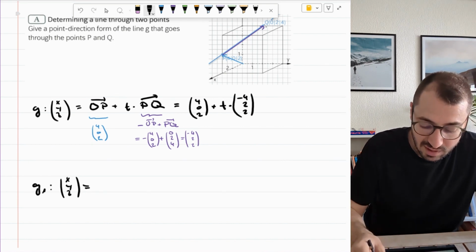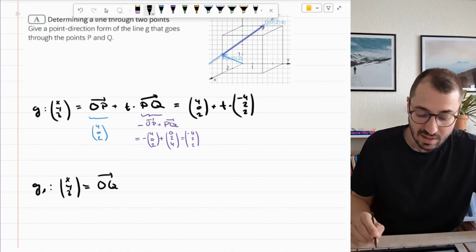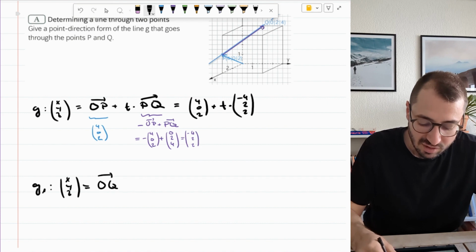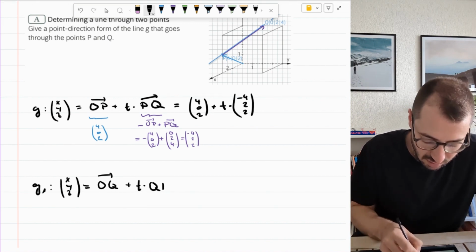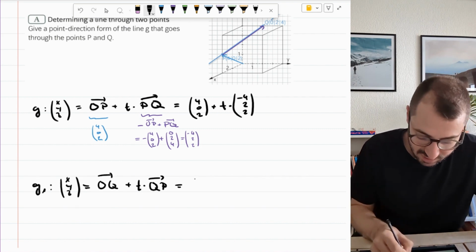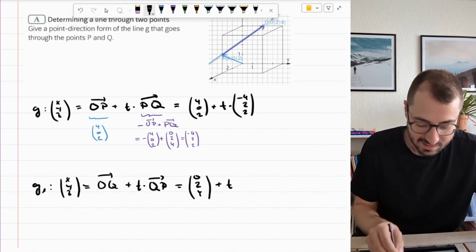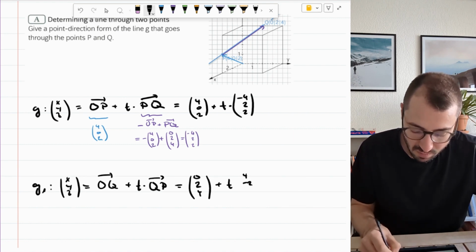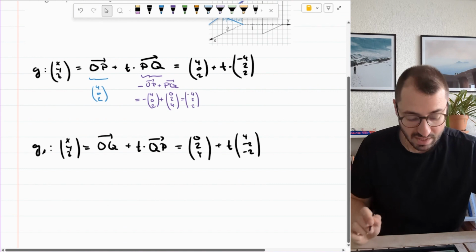Now let's start with another position vector. Let's start with OQ. So we start at the point Q. And instead of using the vector PQ, we just use the inverse one, so the one pointing from Q to P. So it's plus T times QP. Using the components, that's 0, 2, 4, and the vector QP, since it's the inverse one, is 4, minus 2, minus 2. So that would be a second solution.